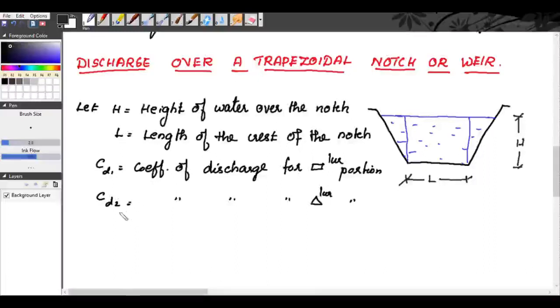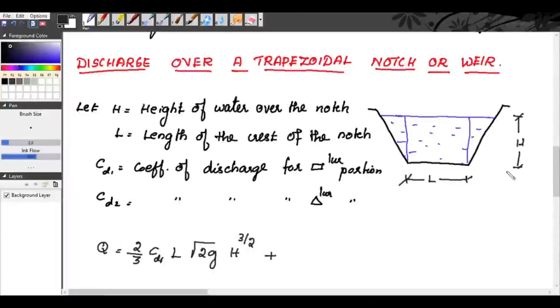So your total discharge will be given as Q is equal to, for the rectangular portion, 2 by 3 CD1 into L into root of 2G H raised to 3 by 2. This is for the rectangular portion, plus for the triangular portion, you have one triangle and another triangle.